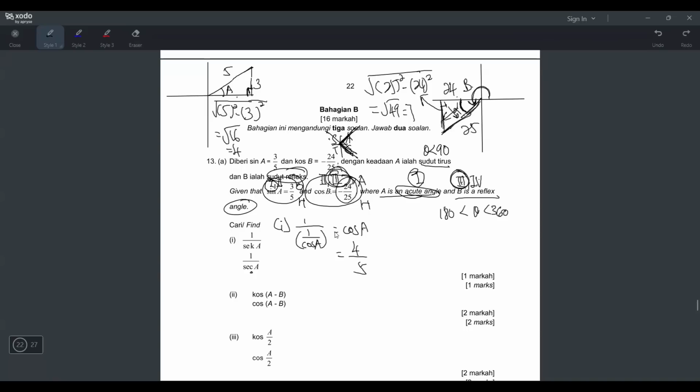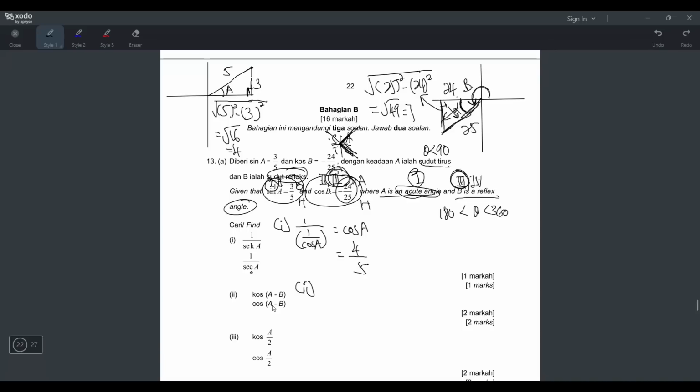But make sure you double check whether you need to letak negative depan or not. Because sometimes you have to check the quadrant lah. And sometimes you need to letak negative. But your angle A in this case is first quadrant. And in quadrant 1, all positive. So your cos A will be positive. So that's the answer. Sudah siap. But sometimes you have to letak negative one, so you have to double check.